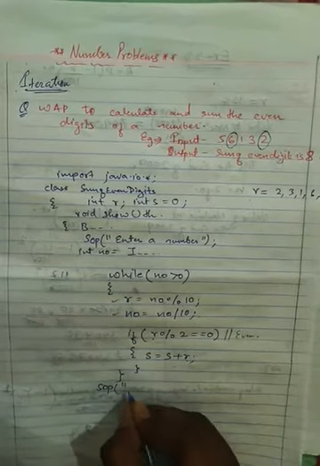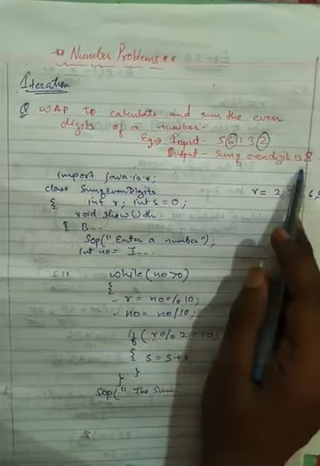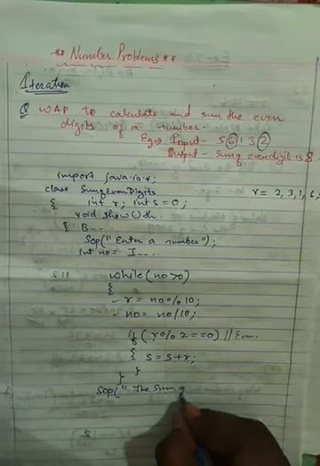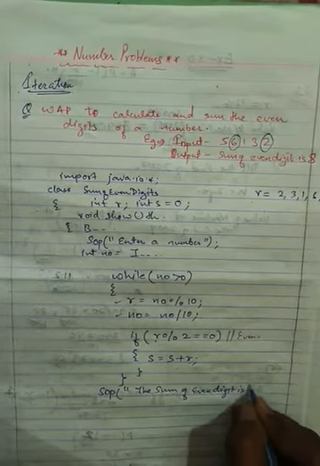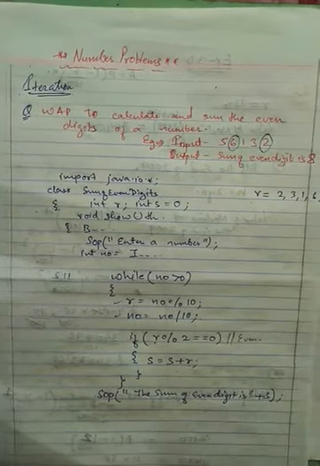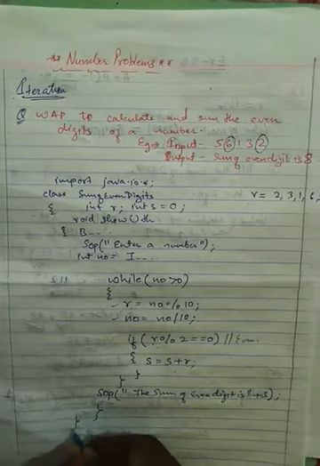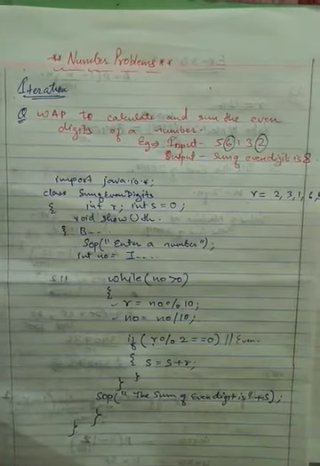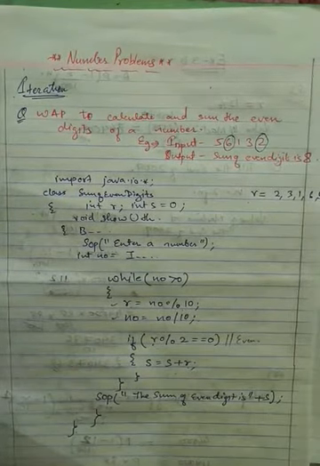System.out.print. See the output: the sum of even digits is 8. So I will print "the sum of even digits is " plus s. Wherever in s the sum is calculated, s will print it. Close the method, close the class. Understood? Clear? So this is how you do the sum of even digits of a number.